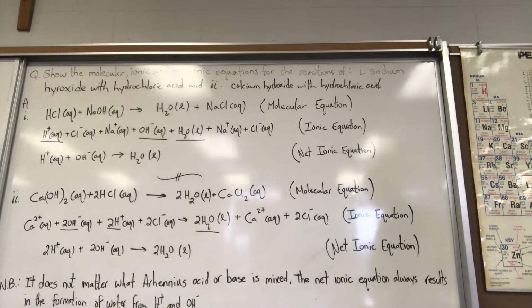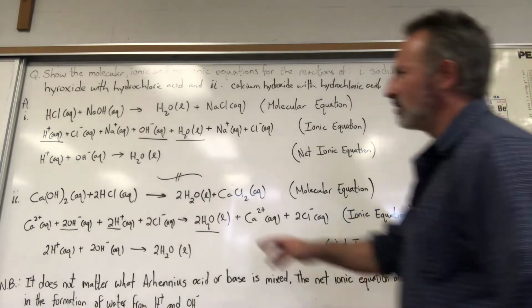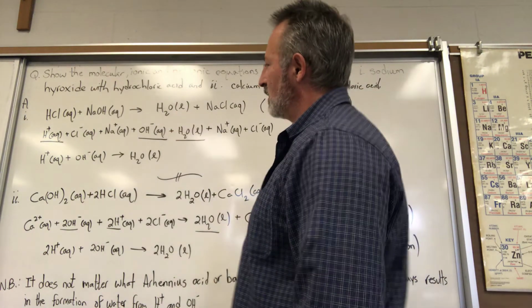So in the first one, I show the molecular equation. Hydrochloric acid, aqueous, is added to aqueous sodium hydroxide. You'll notice that the products are aqueous sodium chloride, which means it's dissolved in the solution, and water, liquid.